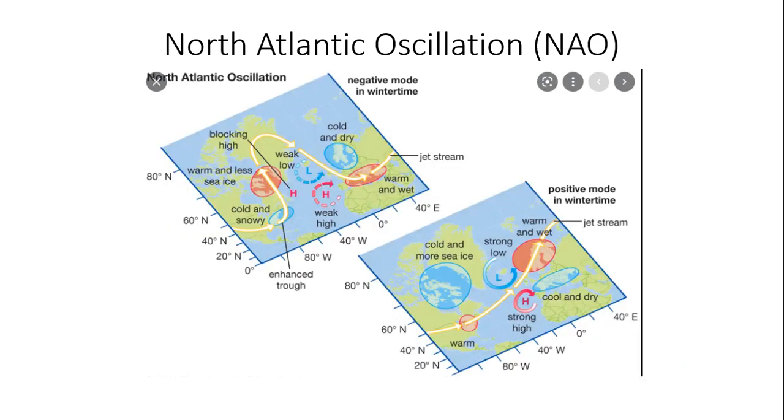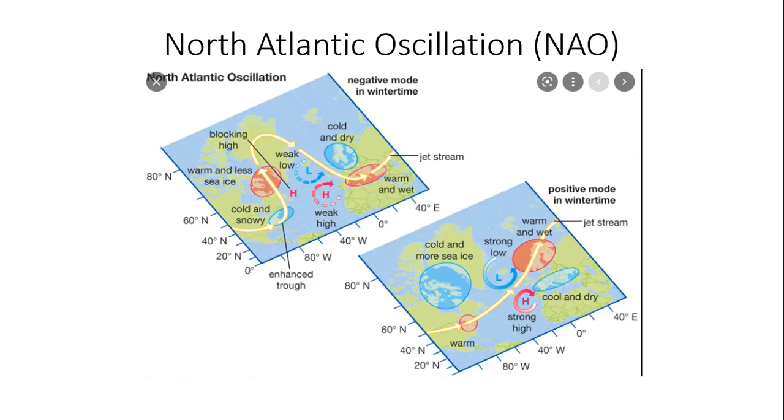So let's take a look. If you look at the negative mode in wintertime in the upper left of this graphic, we have a very amplified, deep trough extending from the central U.S. into the southeast coast, and then we have this huge upper level ridge in Greenland, and we get this blocking high that sets up with a negative NAO.